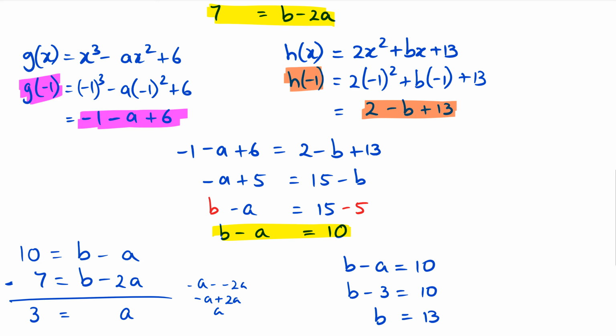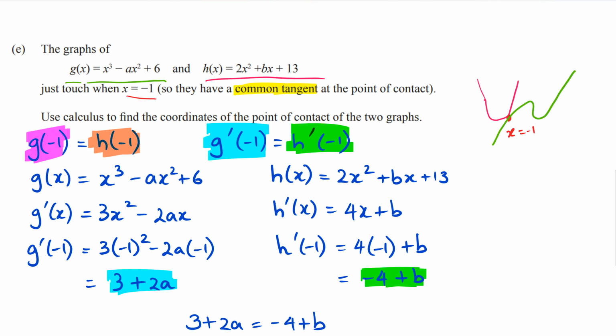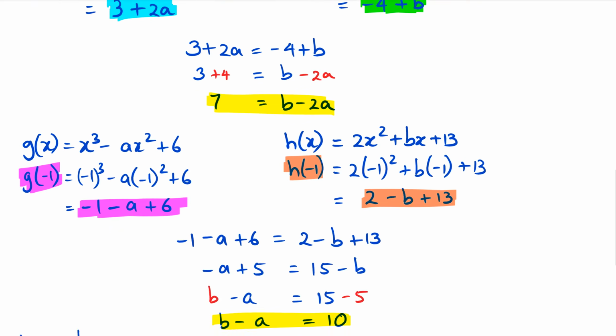Now guys, we're not finished with this question yet, because all we've done is figure out what a and b are. So when we go back to the question, what are we supposed to find here? Let me show you guys. We're supposed to find the point of contact of the two graphs. So we're trying to find the y value and the x value. Now the x value we've already got, which is equal to negative 1. So we need to figure out what the y value is.